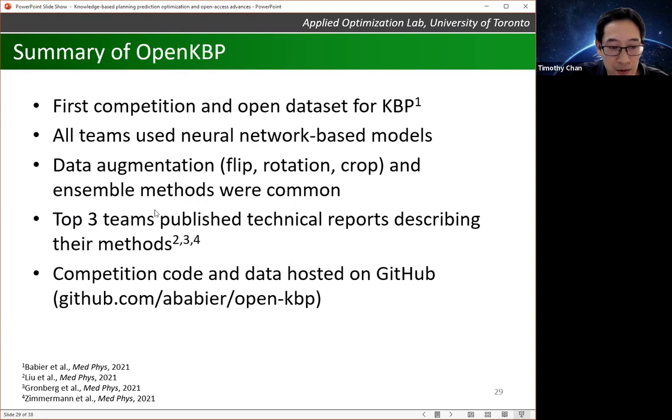We worked out with a flagship journal in the field, Medical Physics, to publish a little mini special issue around the competition. We published a paper that described the competition and all these results that I just showed you. The top three teams were also invited to submit a paper describing their method, and subsequently people continued to build on the models that they developed. Now all of the competition code and the data is freely available to the public, hosted on this GitHub. We encourage you, if you're interested, to look into it and potentially continue pushing this research area forward.